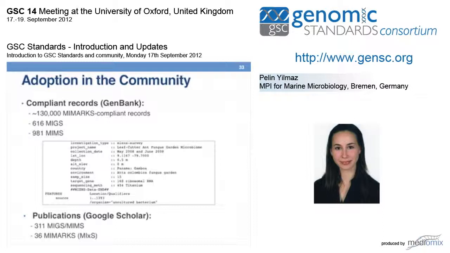And we can also see this quantitatively. There are about 130,000 MIMARKS compliant records in traditional INSDC archives. And about, these numbers are not really updated, but I reckon about 1,000 each of MIGS and MIMS compliant records for genomes and metagenomes. The publication citations are also increasing. I couldn't update my MIMARKS and MIGS numbers, but MIGS/MIMS has about 400 citations, and MIMARKS is around 50, I think. So we're well adopted, and we're on a good path, I think.